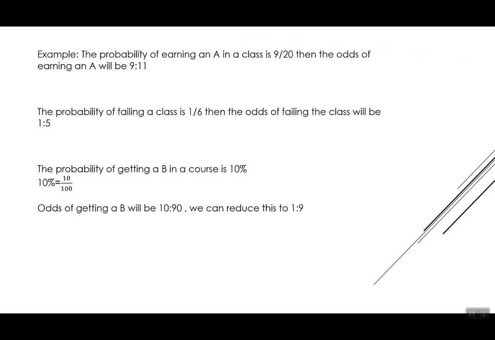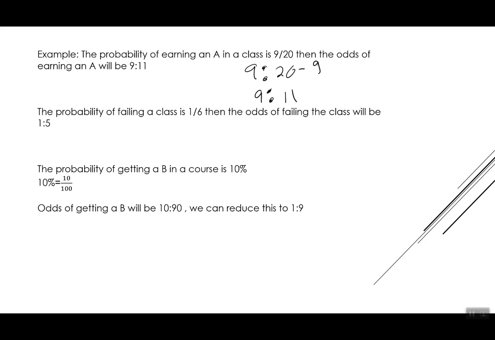All right, let's take an example. So let's say that I gave you the probability of earning an A in a class is 9 to 20. So I have the probability of getting an A is 9 over 20. That means the odds of earning an A will be 9 to 11. So this 11 was 20 minus 9 gives me 11. So you can see I had 9 to 20 minus 9 gives me 9 to 11.